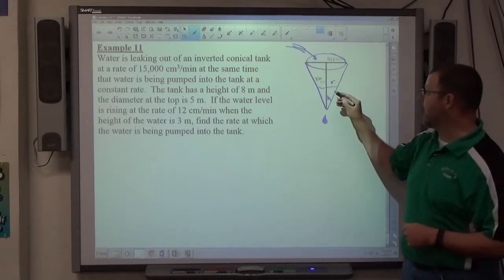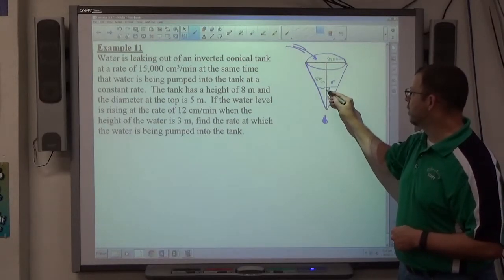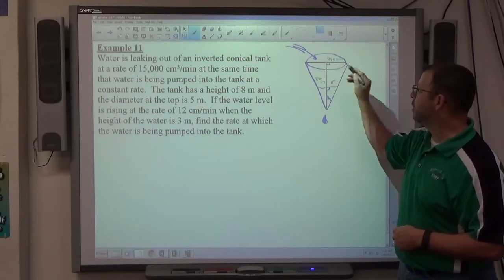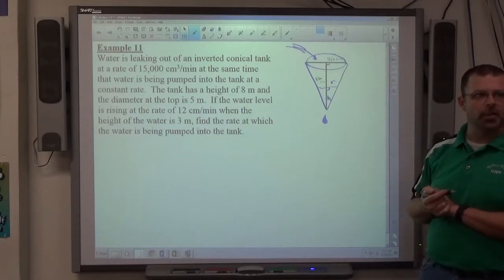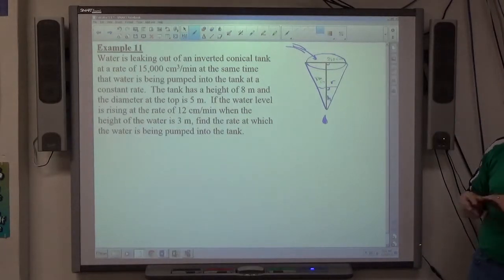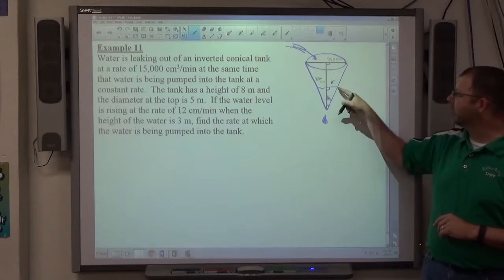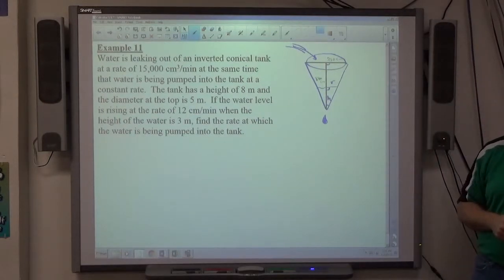Triangle. And specifically overlapping triangles, right? We're assuming the water is going to be a right angle here. This is at a right angle up here. So we have overlapping right triangles going on there, making them similar triangles because, of course, the angle down at the bottom is the same angle. This angle, therefore, equals that angle, right?